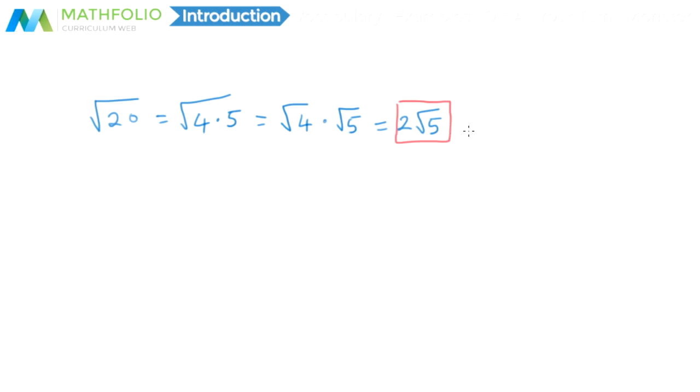We would just pull out any perfect squares by square rooting them and putting them in front of the radical. Notice this 2 isn't an index, it's a big 2 that's right next to the radical 5. So that's a multiplication that's going on between these two.